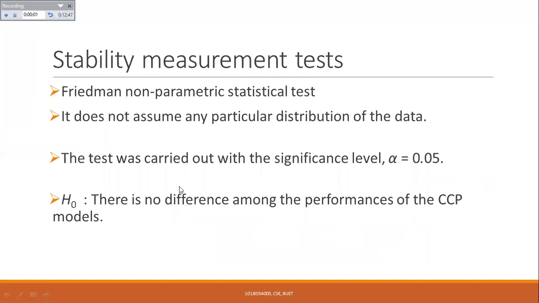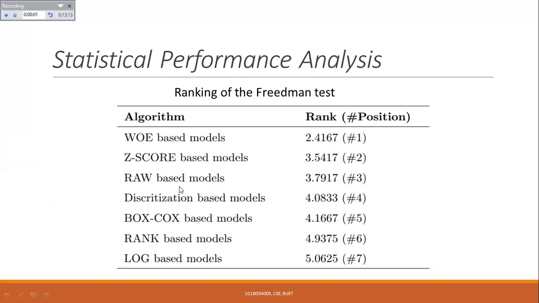Now we want to test the estimated measurement. We use the Friedman non-parametric statistical test, which doesn't assume any particular distribution of the data. And this test is carried out at the significance level alpha 0.05. Here the null hypothesis is there is no difference among the performance of the prediction models. This is the rank of the Friedman test. Here, weight of evidence rank position is one, and second one is zero score, and third is raw.